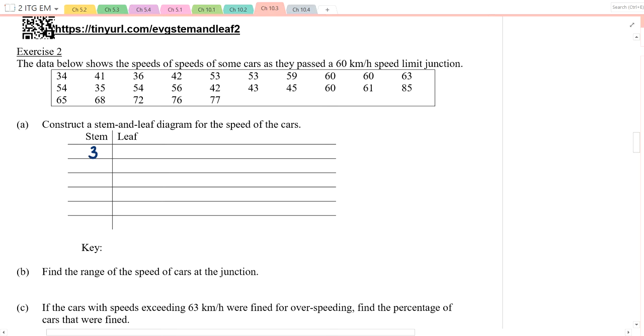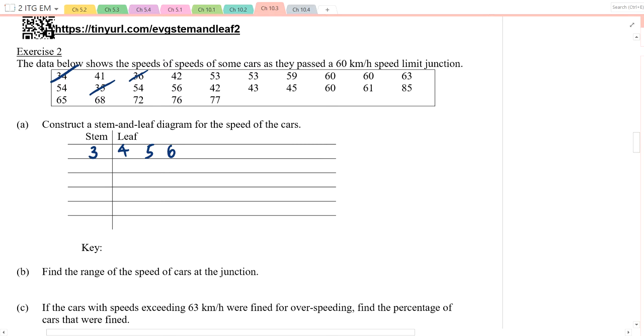What is the first leaf then? 1, 0, 4. Okay, so we are talking about the first number, right? Strike it off so that you don't repeat it. Is there another 34? What about the next one? 5. Okay, 5. Strike it off. Then we have only one 5, is it? Okay, then next one will be 6. Any more? Yeah, looks like that's it.